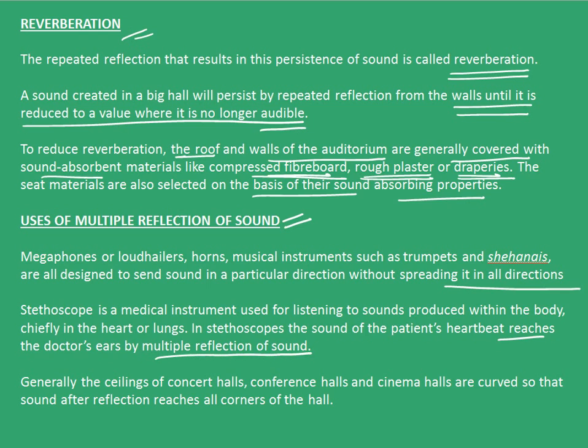Generally, the ceilings of concert halls, conference halls, and cinema halls are curved so that the sound after reflection reaches all corners of the hall. So these were some of the uses of multiple reflection of sound.